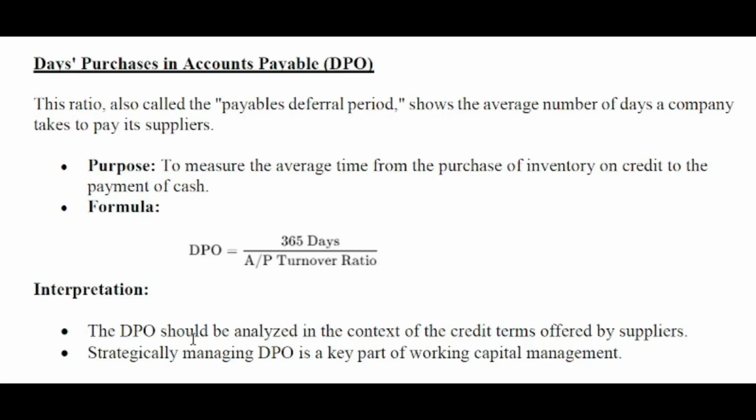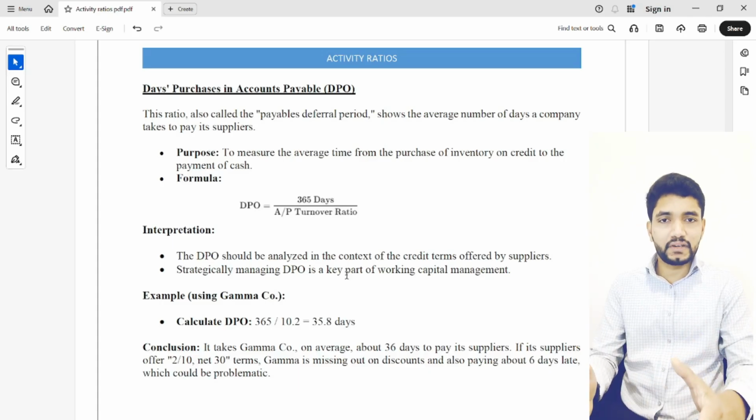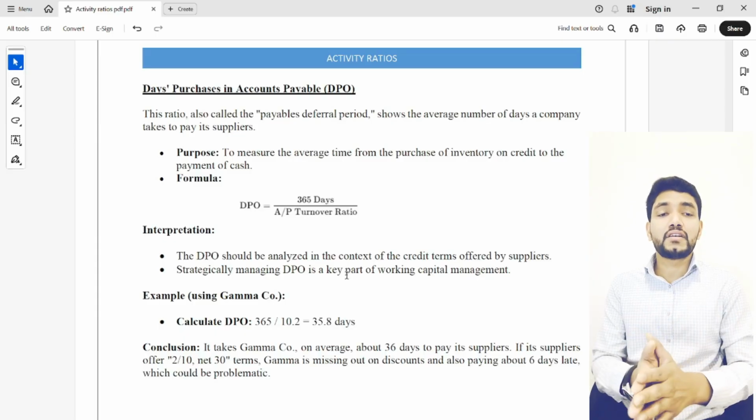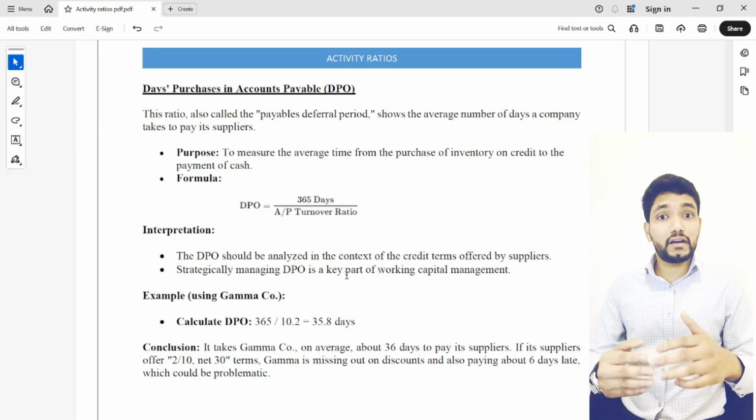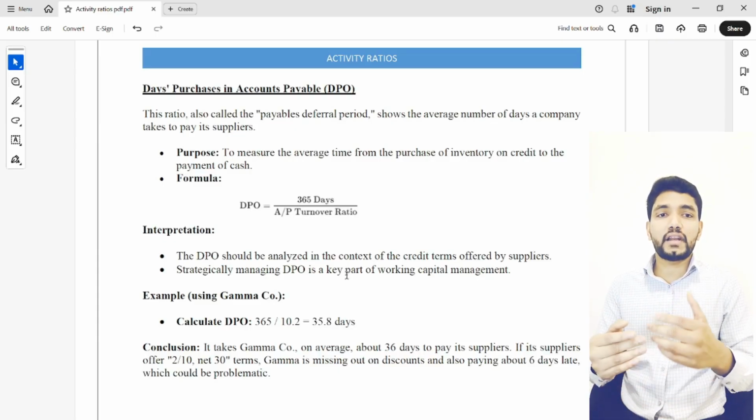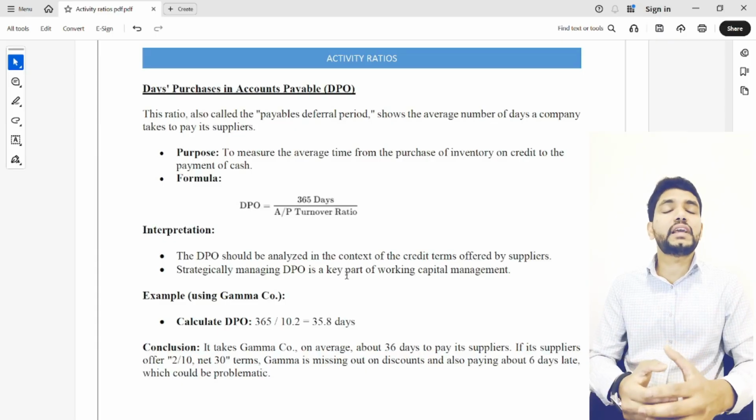This should be analyzed in the context of credit terms offered by suppliers. It should be strategically managed and should be a key part of working capital management, because the payable is a free source of working capital to the company, but again it should be properly managed and analyzed to avoid conflict with the suppliers, maintain a good healthy relationship with the suppliers and secure good deals with the supplier.